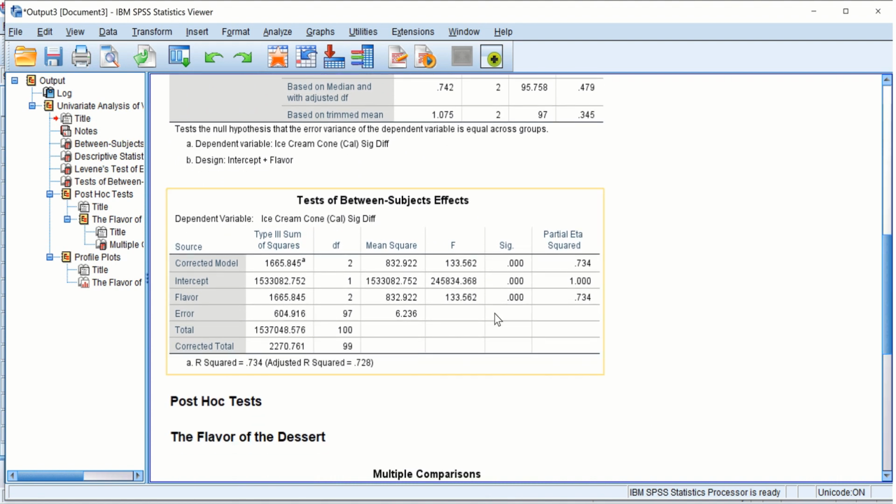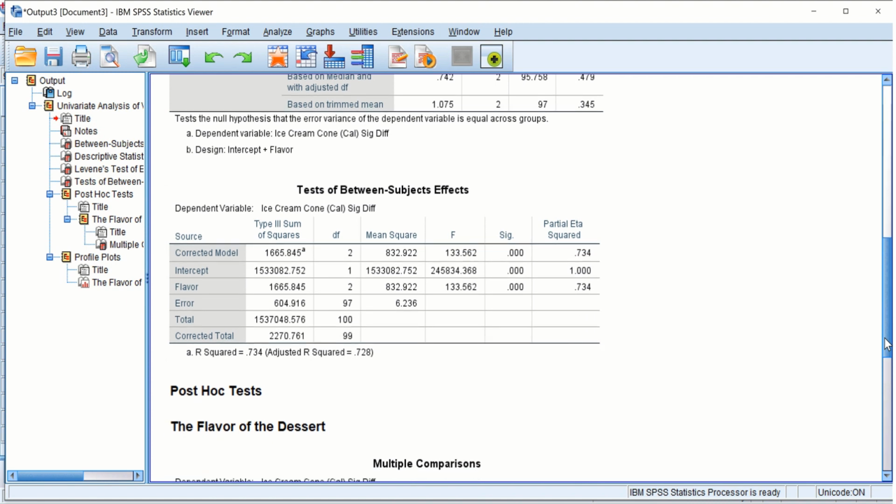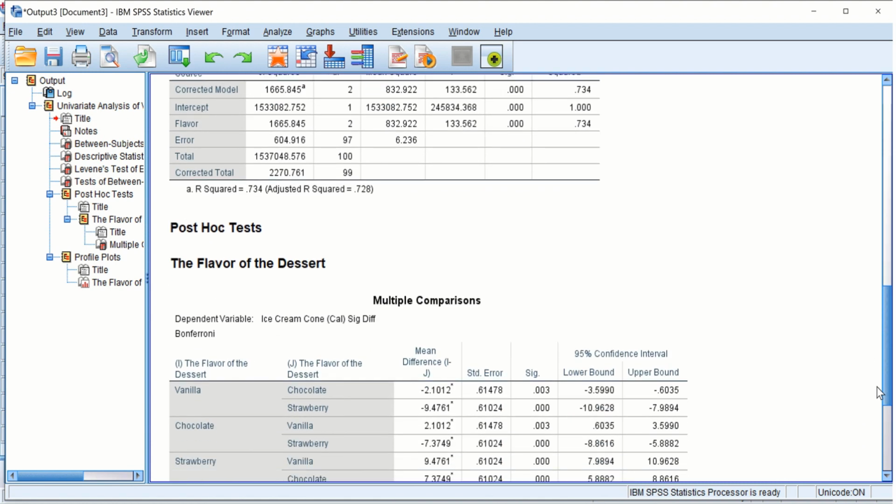Now we go to flavor, and we see that our value is less than 0.05, which means that there is a mean difference somewhere. We don't know where or between which categories, but we know it's there. Also, you can see our partial eta square is rather large. It's 0.734, which can be interpreted as that 73% of the dependent variable can be explained by the independent variable.